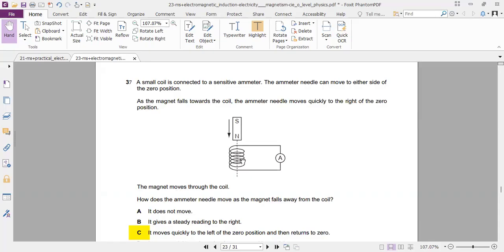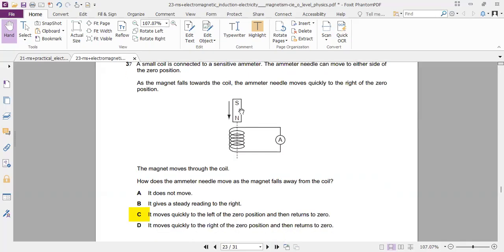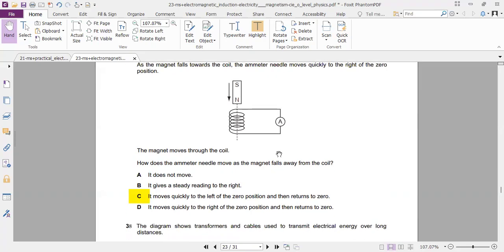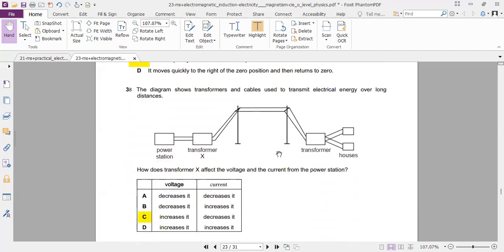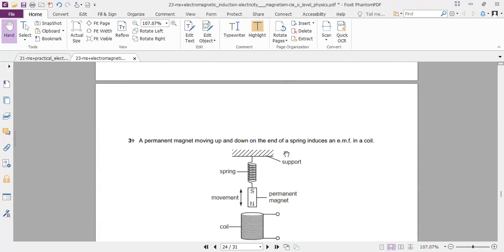So when the magnet moves through the coil, first the deflection is on the right side. When it goes away, due to Lenz's law, the deflection will be on the left side. And then once it's gone down, the deflection will go back to zero. So this transformer at X increases the voltage and decreases the current. And then the voltage is transmitted across long distances.